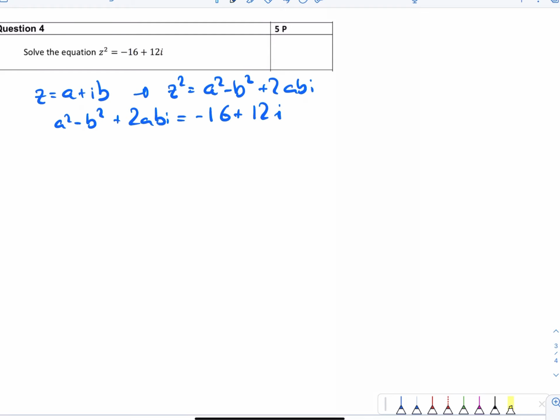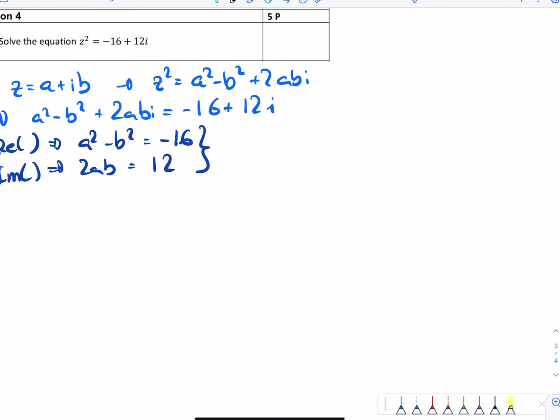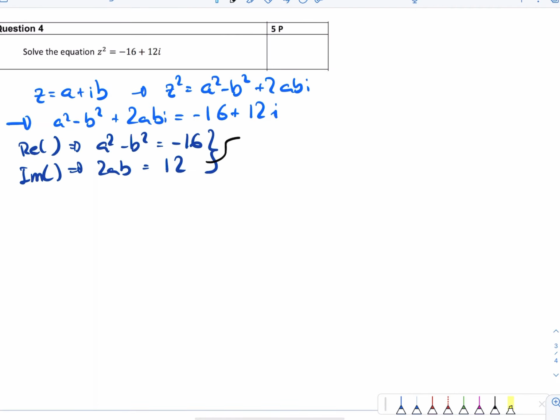As we did before, we need to split this equation, in one side the real part, in a different side the imaginary part. So the real part of that equation is a squared minus b squared equals negative 16. And the imaginary part of that expression is 2ab equals 12. So you can see we just get a system of simultaneous equations with two equations. Now we need to solve the system of simultaneous equations. From equation number 2, we get that a times b is equal to 6.